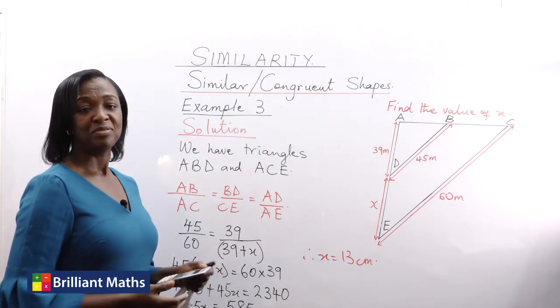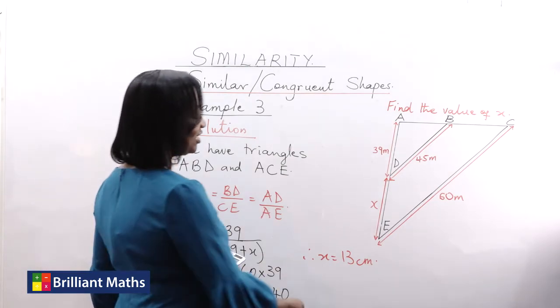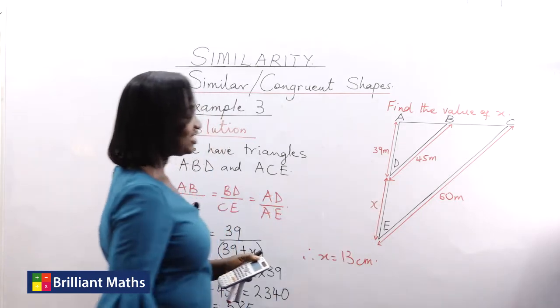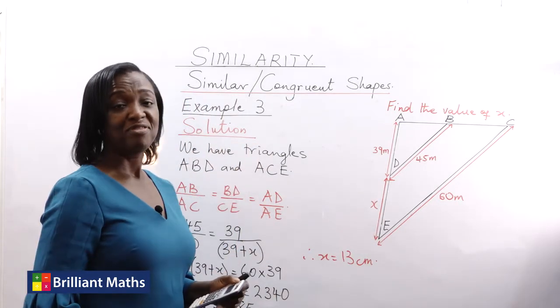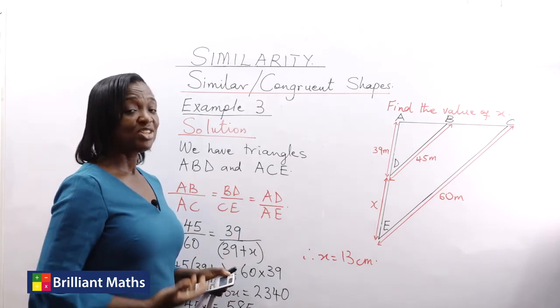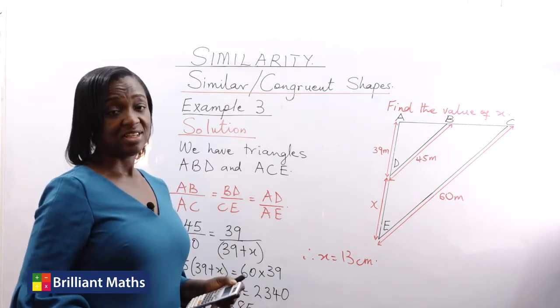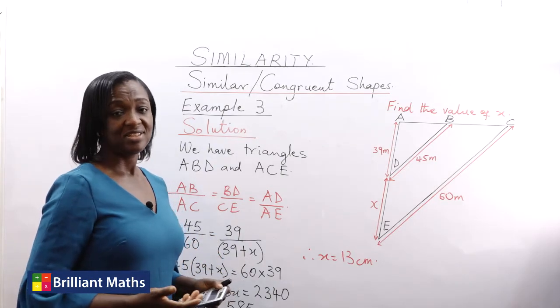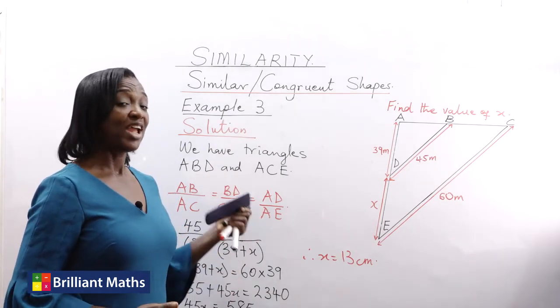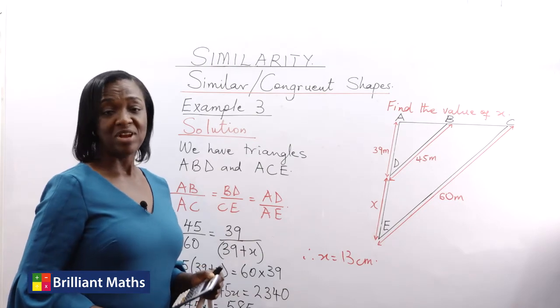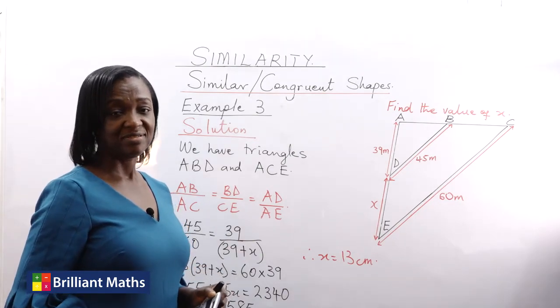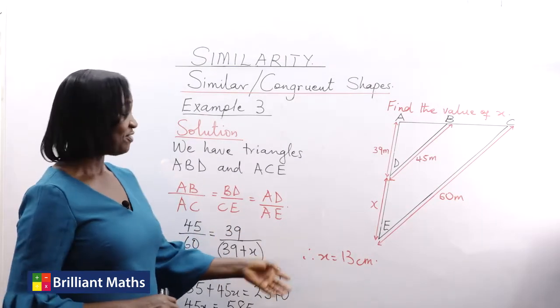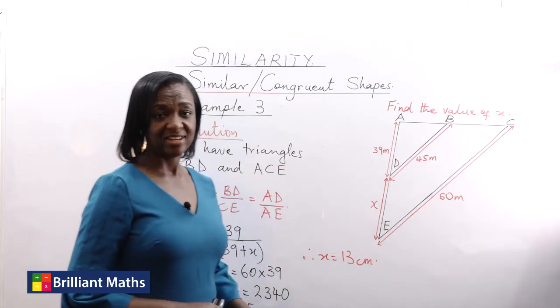So you could be asked to find the length of AE. Then what will you do? You'd add the value of x to the value of AD. Similar triangles are very easy. Questions relating to similarities are very easy to solve, and you can get lots of practice from Brilliant Maths Module 7. So we have found that the length of x is equal to 13.